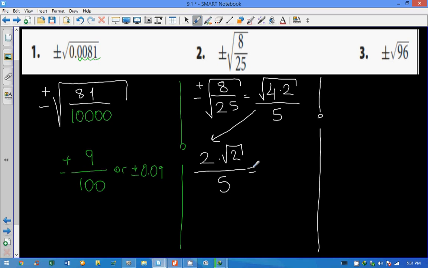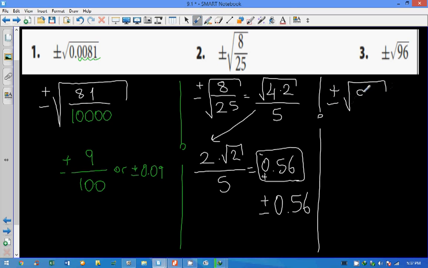So let's find the answer on the calculator. 2 root 2 divided by 5 is equal to 0.56. This is the final answer: plus or minus 0.56.